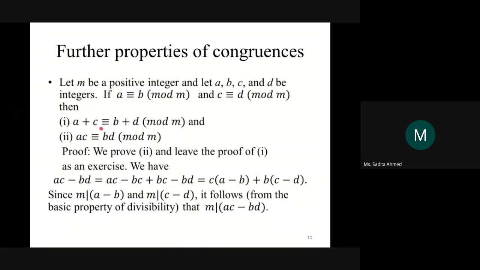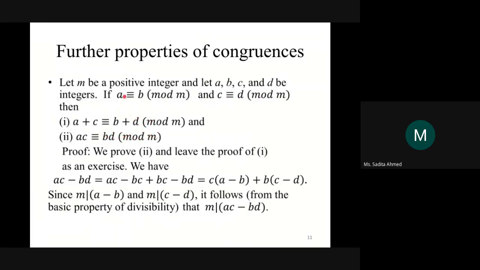Now, what do these properties say? For some integers a, b, c, d, and m, where m will always be positive, m will never be equal to 0. For these 5 integers, if a is congruent to b mod m and c is congruent to d mod m, we can also say that a plus c is congruent to b plus d mod m, and ac is congruent to bd mod m. All right.